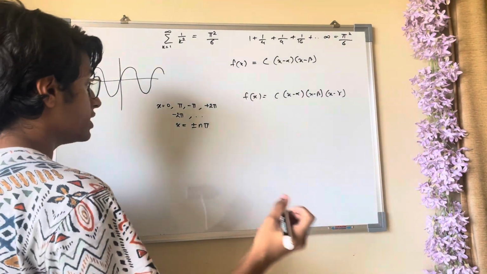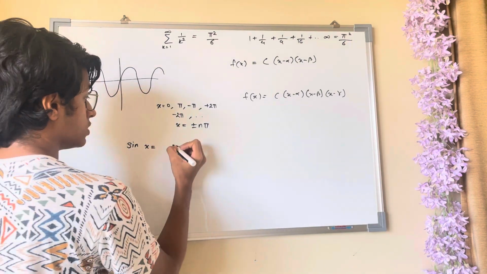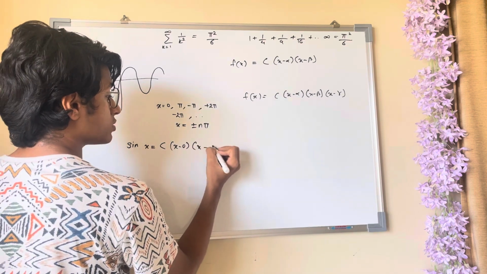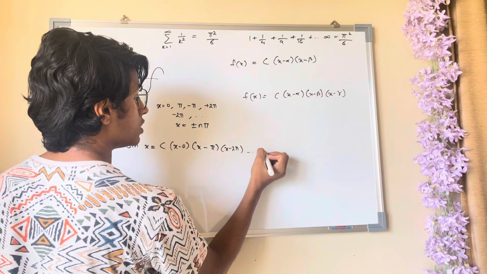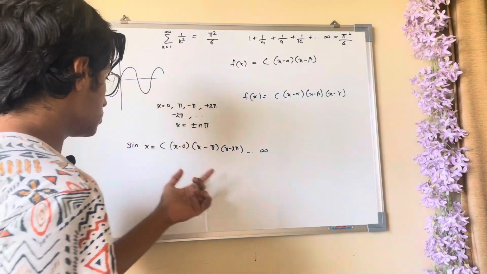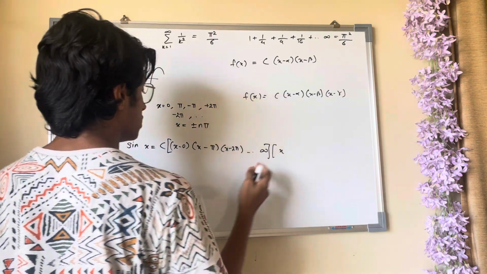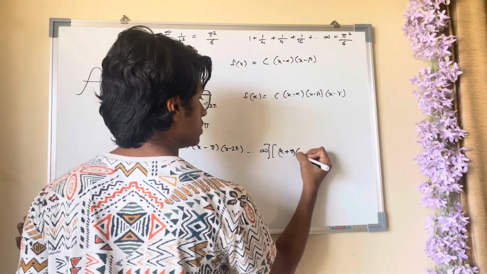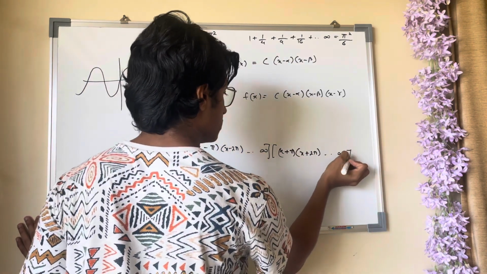In this way, sin x can be written as a polynomial, that is some constant into x minus 0 into x minus pi into x minus 2 pi and so on till infinity, and also the negative values of x, that is x plus pi, x plus 2 pi, so on till infinity.